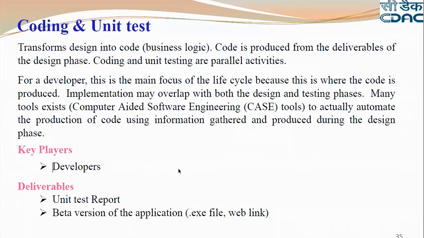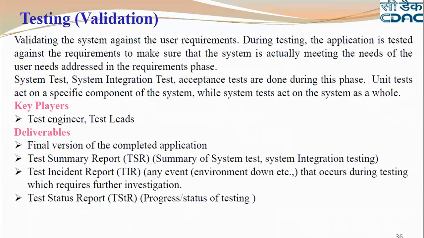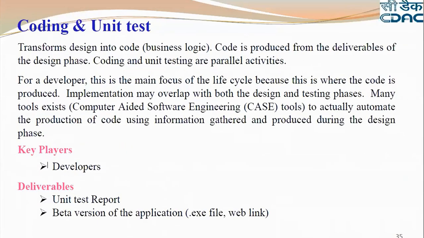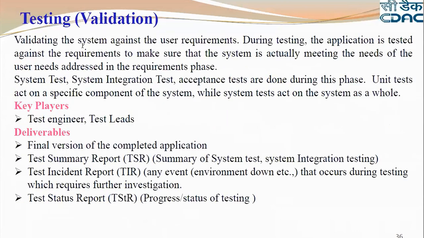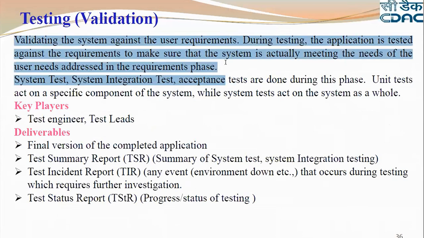After testing or coding, what will you do? A test report or a review report, right? Then more testing. This was coding and unit testing. Okay, after the coding is done, the testing will be carried out. So what are we doing? Validating the system against the user requirements, right? You are testing the project as per the user requirements. During testing, the application is tested against the requirements to make sure that the system is actually meeting the needs of the users addressed in the requirements space.